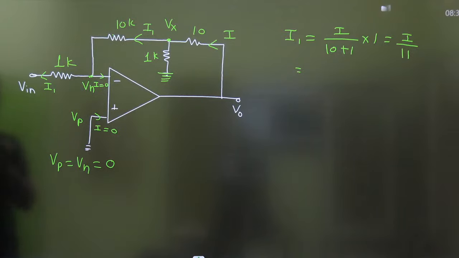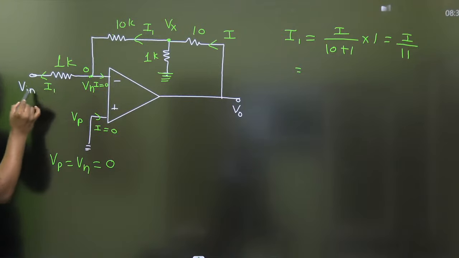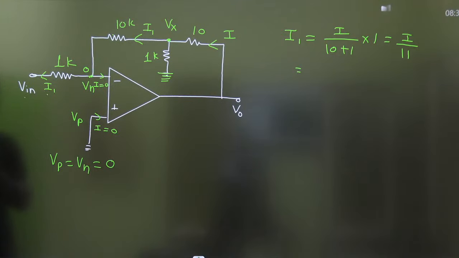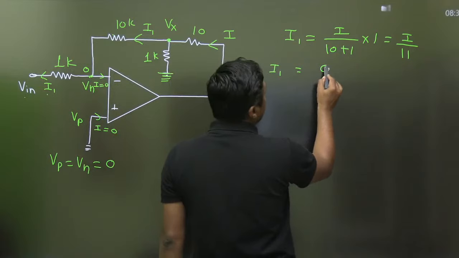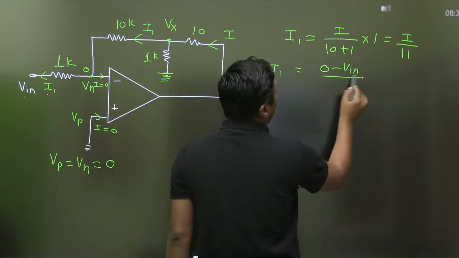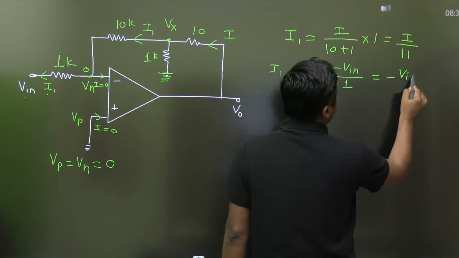Okay, no problem. Now the voltage at this point is 0, so you can find I1 in terms of Vin. 0 minus Vin upon 1 is equal to I1. You can find I1 is equal to 0 minus Vin upon 1 kilo ohm. That is nothing but minus Vin.